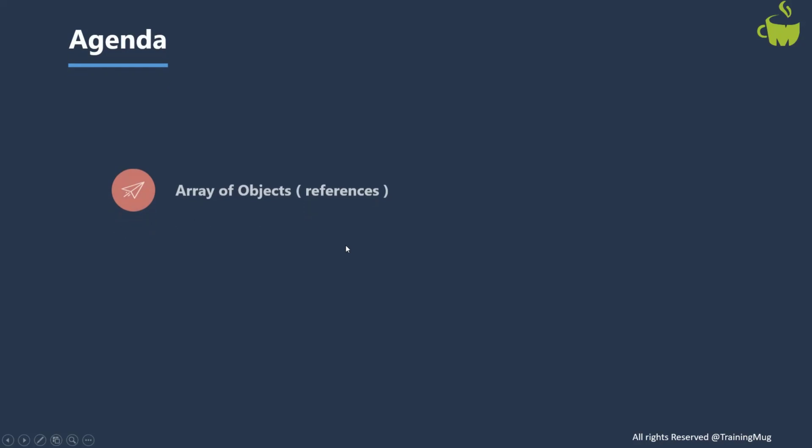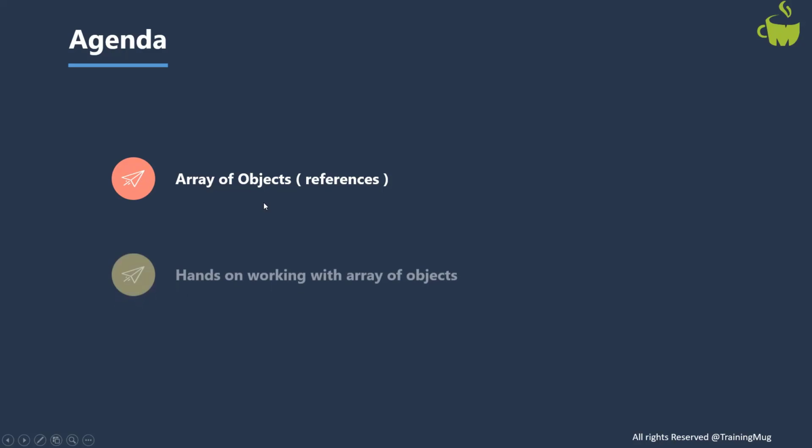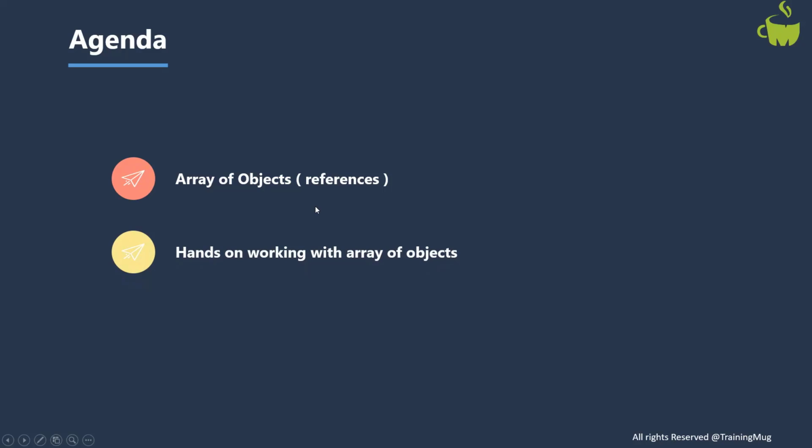First, we'll talk about what is an array of objects, which is internally called an array of references. We'll talk about what is this array of references versus array of objects. We also put in some hands-on work with arrays of objects. We create arrays of objects, we manipulate the data, and we try to understand how you can work with an array of objects in detail.